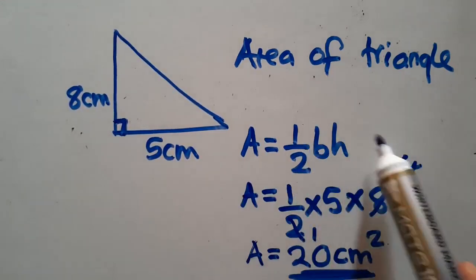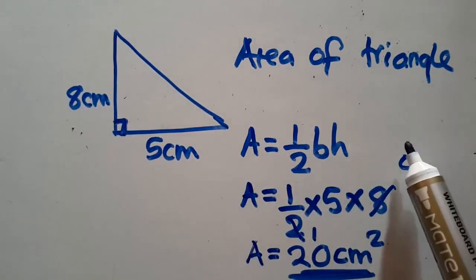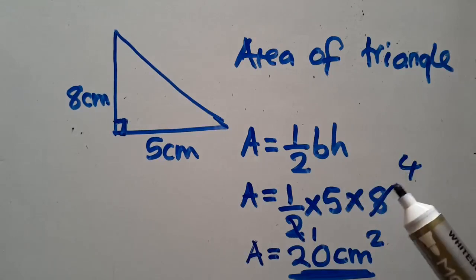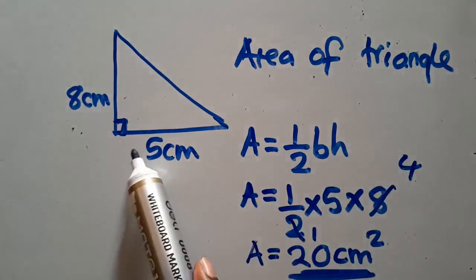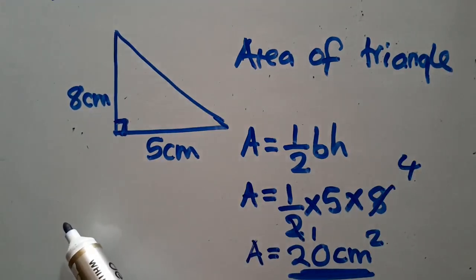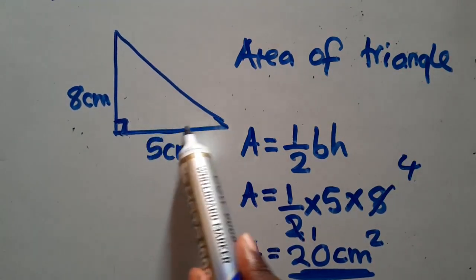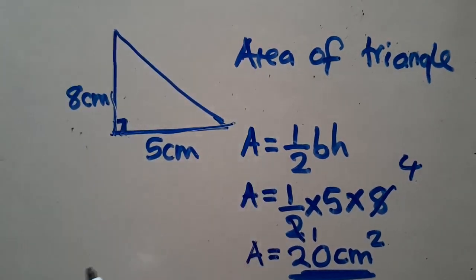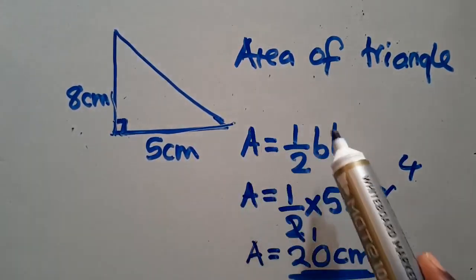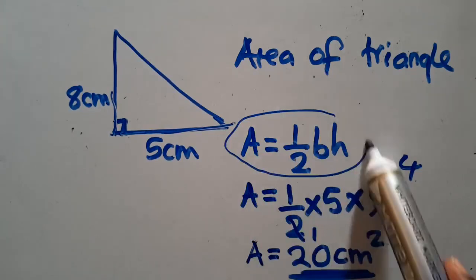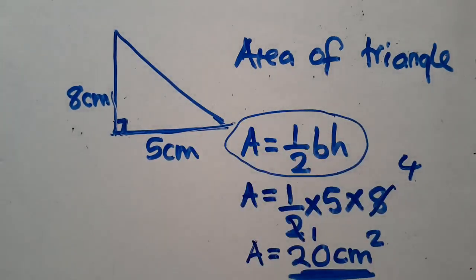No need of putting sine theta, no. That one is for a non-right angled triangle. But whenever you are having a right angled triangle, this is what you need to do. You just say this is the base, this is the height, like that. And this is the formula that you need to know. Just like this, you are done. These are simple things that I believe we know how to apply.